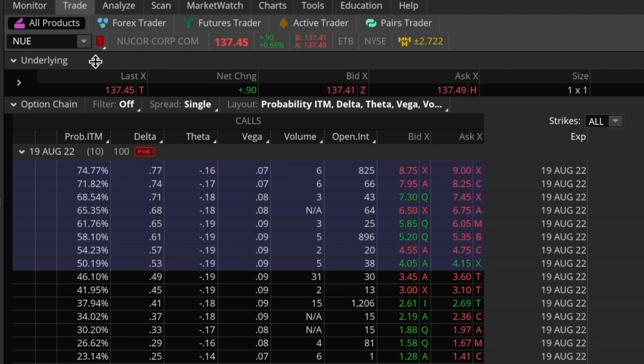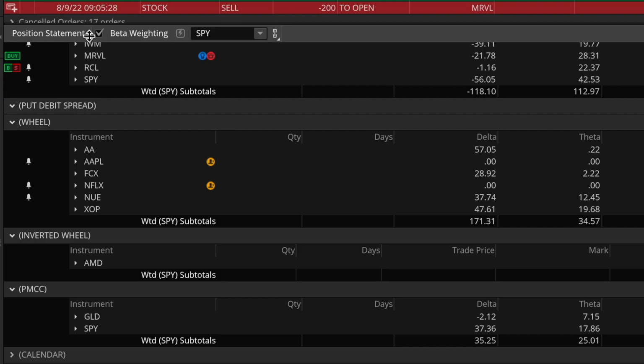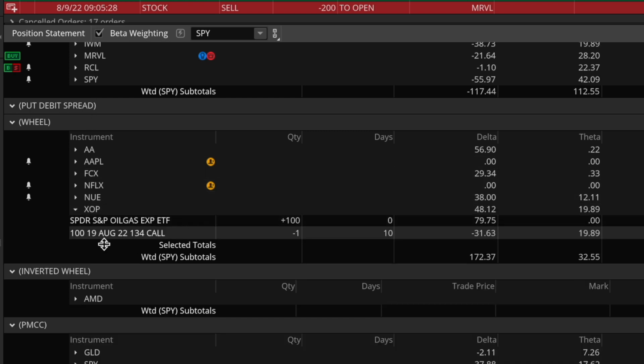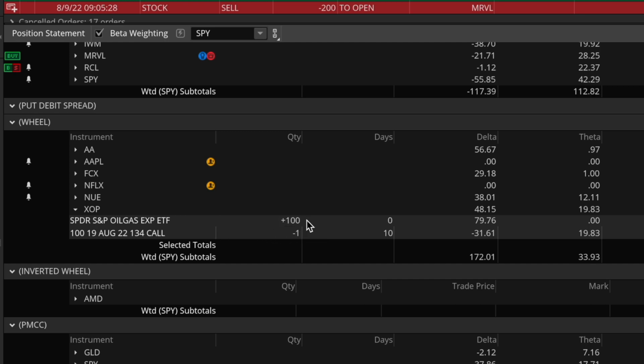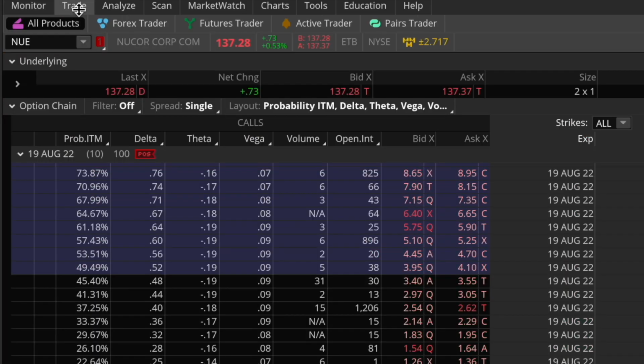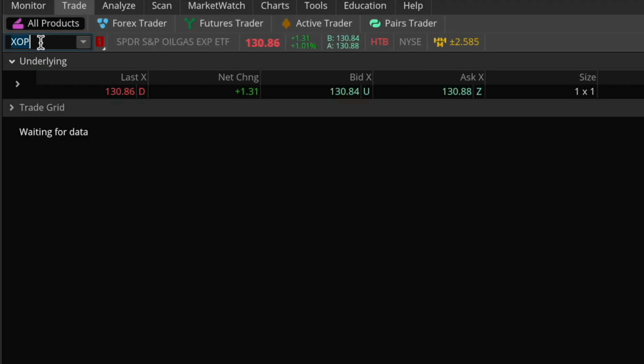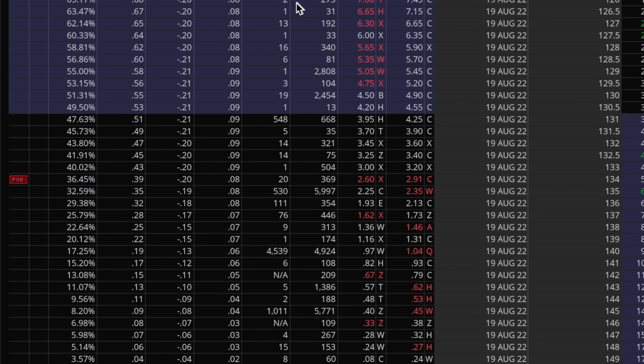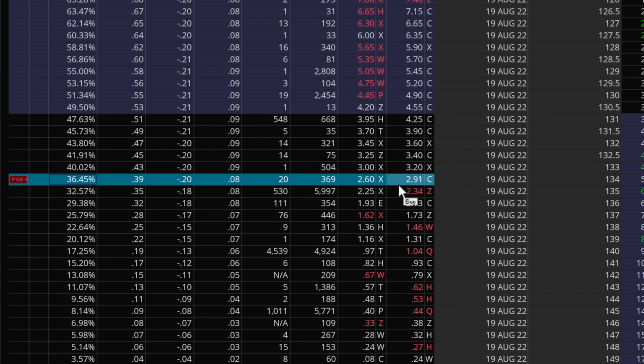And then finally here, back to the monitor tab one last time, and I've got one more position down below in XOP, and this one's a bit different because I've already gone ahead and taken assignment on 100 shares of this ETF and then sold a covered call option. So specifically, as you can see, I'm short the 134 strike call, and right now if we go back to the trade tab and go to XOP and then scroll down a little bit, as you can see my covered call is still out of the money and will likely expire worthless.